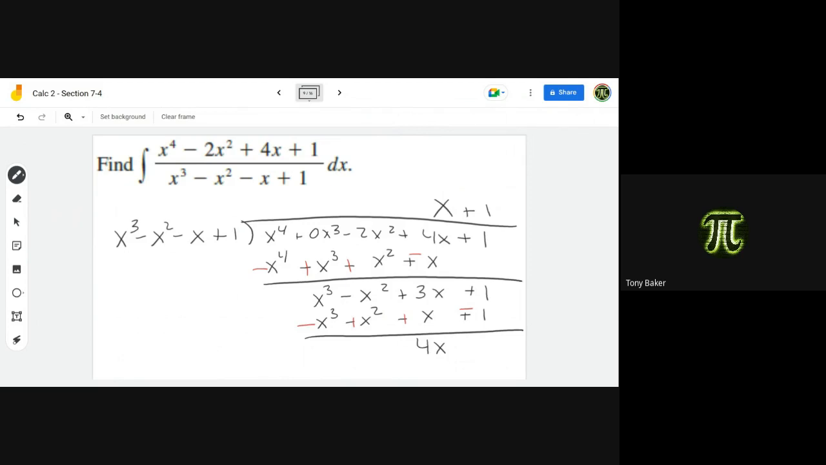So this integral becomes (x plus 1 plus 4x) over (x to the third minus x squared minus x plus 1) dx. Is there a reason why we wouldn't turn something like that into a tower up top? It wouldn't solve the problem.